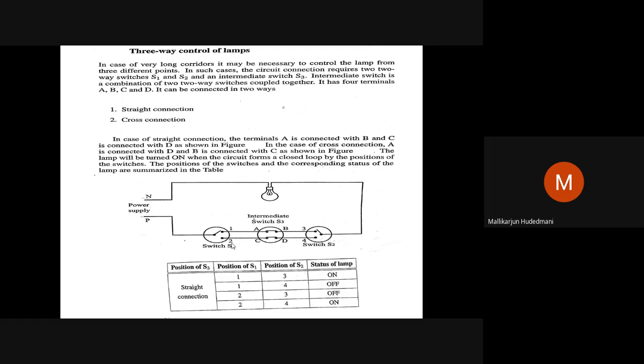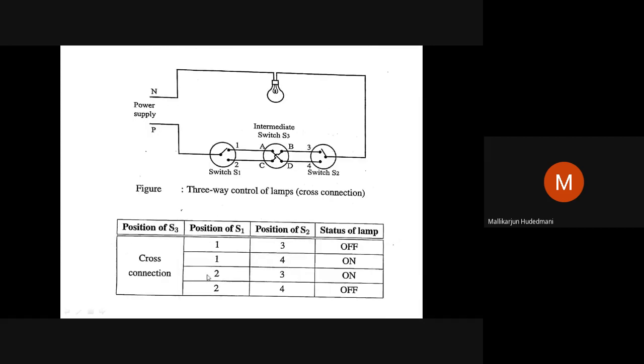So you can see here 1, 2, 3, 4. 4 combinations when S3 is straight connected. Another 4 combinations, you can see 1, 2, 3, 4. Cross connected, I will find. Depending upon the switch S3, straight 4 combinations. In this cross, 4 combinations. So how will I do it?